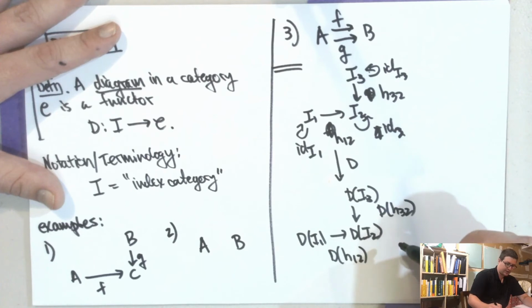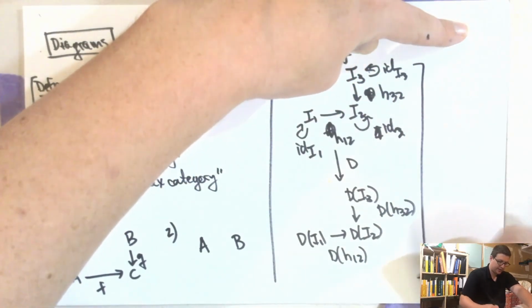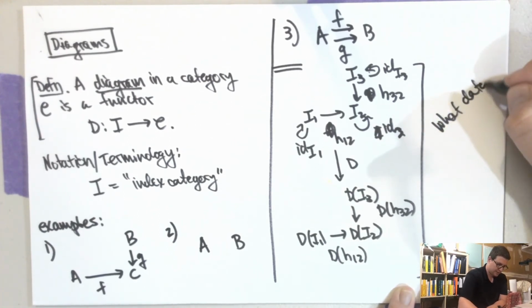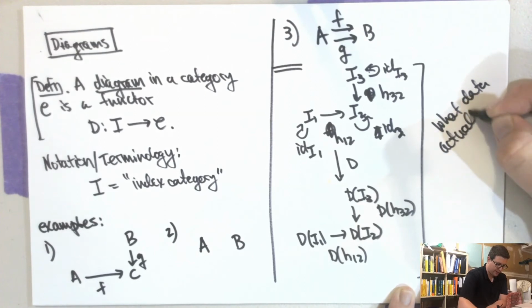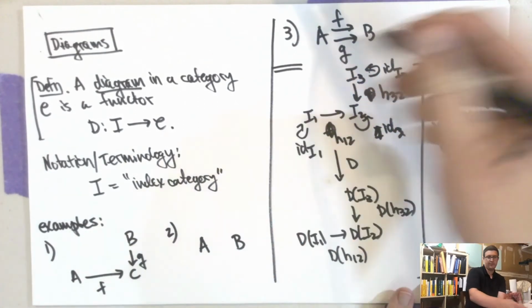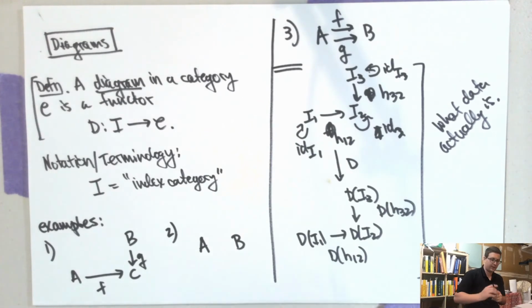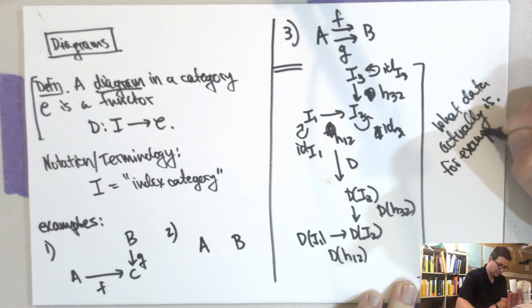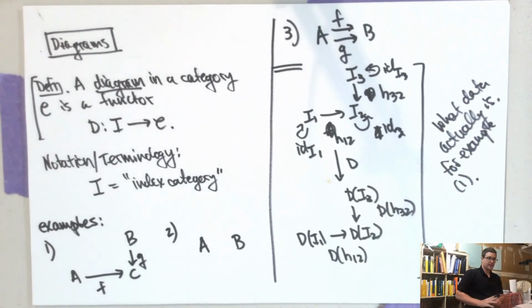We wrote down the image here. So this is what the data actually is. And then what we write over here is an abbreviation of it. So this is, for example, A, or for example 1. So this is the short way of writing all this stuff. Is there anything else I really need to say about this? I don't think so.